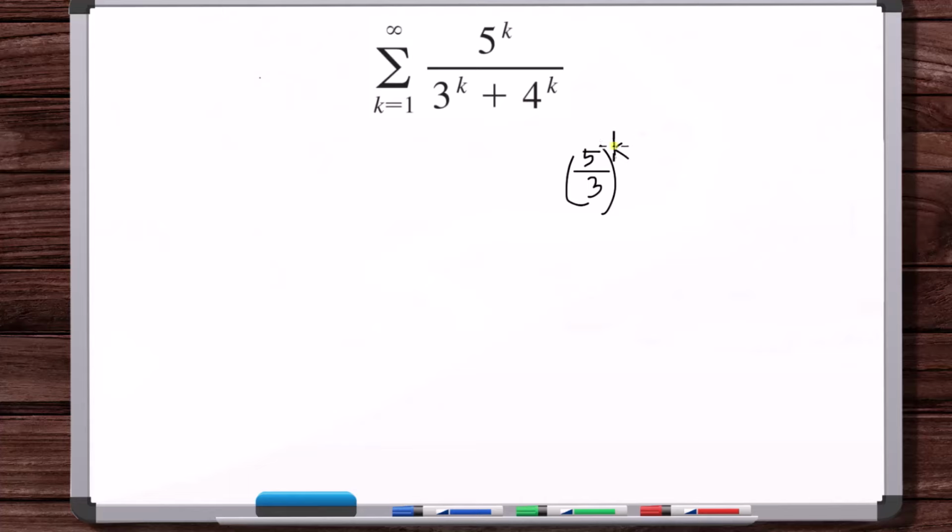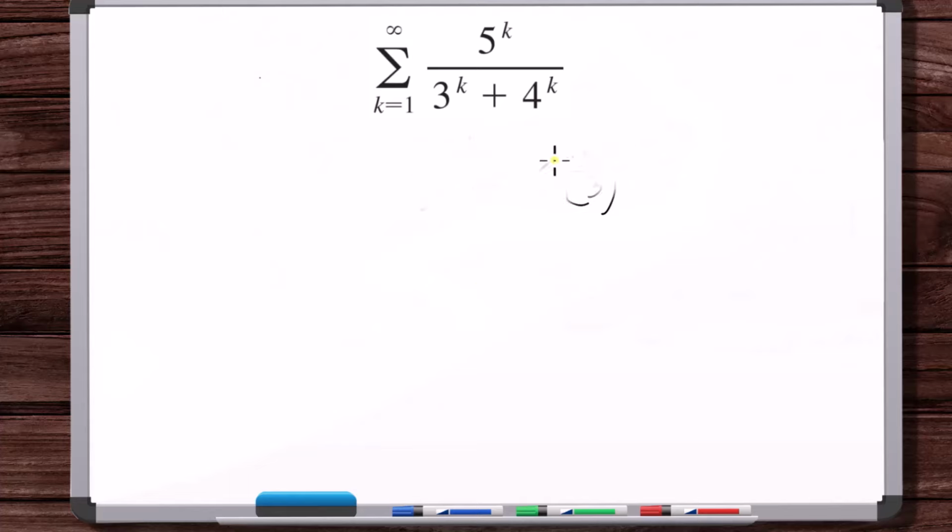The reason why we want to use the comparison test is because all we had to do to get this geometric series here was take off this 4 to the k. So there's going to be a relation, always greater than or always less than, between the series we're studying and this one. Since 4 to the k is positive increasing, as k goes to infinity the denominator will always be bigger than this denominator. So this is always going to be less than this. Okay, but (5/3) to the k is divergent, so the test is inconclusive because this is greater than this.